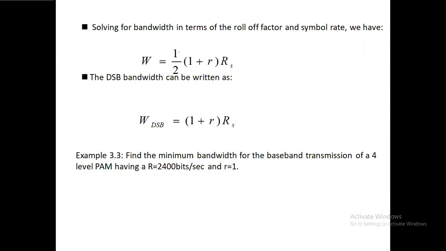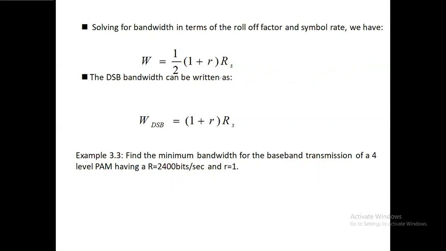What about the bandwidth required by the system if we have a roll-off factor of 1? It means that W is equal to RS. So this relationship you can use in this formula. Because the time is short, I am just giving you the answer. First you need to calculate the symbol rate from this R. You divide R by 2, because in 4PAM we have a group of 2 bits. So you divide R by K, you will get RS, and you put the values of RS and R here, and you will get W equal to 1200 Hertz.